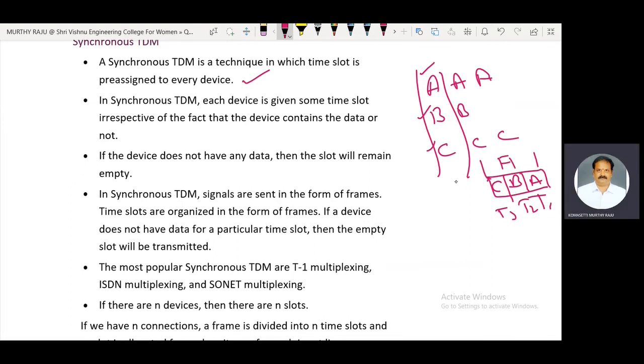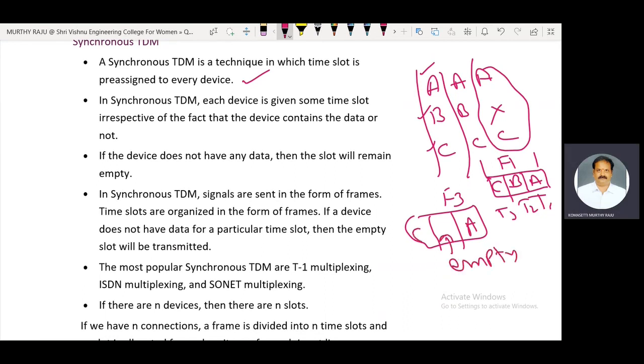Like that, in this session, we combine all this information. If the device does not have any data, then the slot will remain empty. In the case of the third one, this slot is empty. Frame 3 is A, C only. This is empty. This is empty.